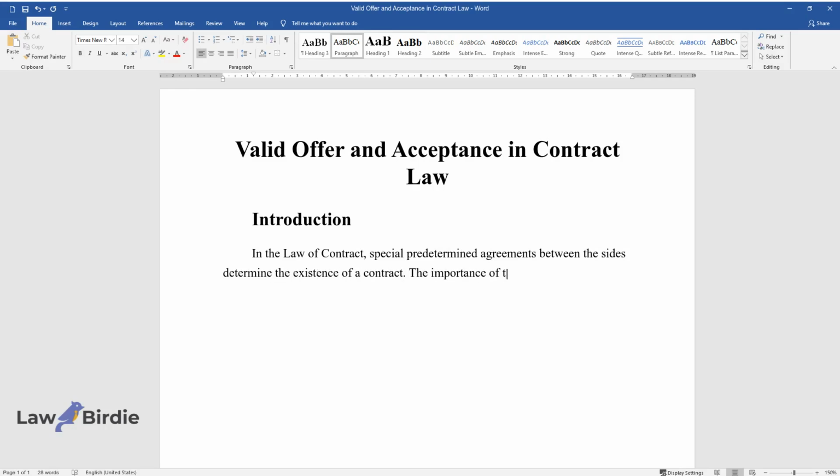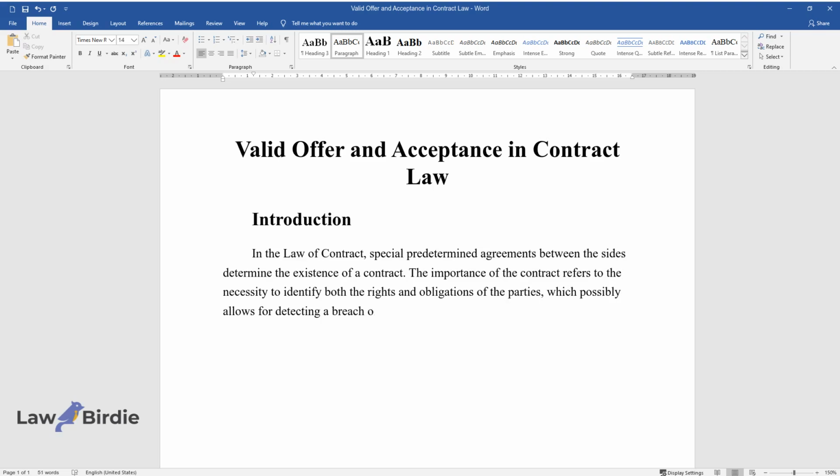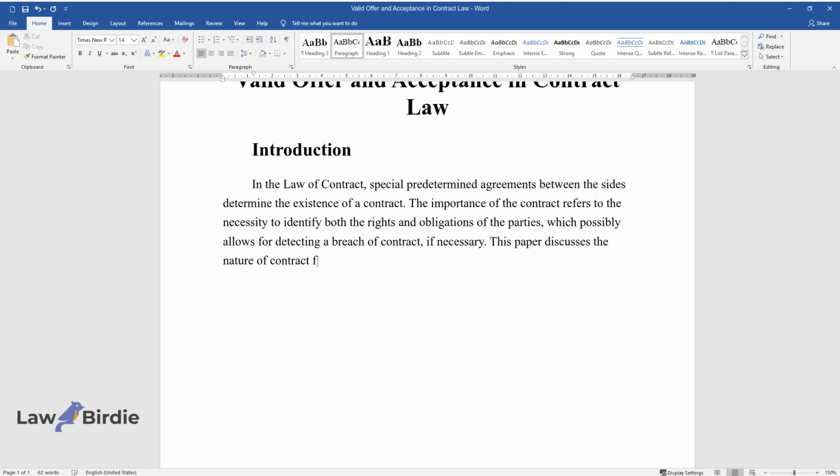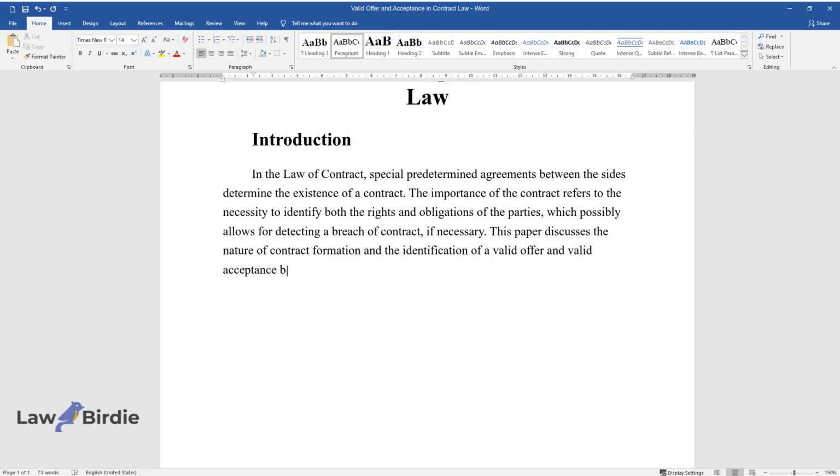The importance of the contract refers to the necessity to identify both the rights and obligations of the parties, which possibly allows for detecting a breach of contract, if necessary. This paper discusses the nature of contract formation and the identification of a valid offer and valid acceptance based on case law.